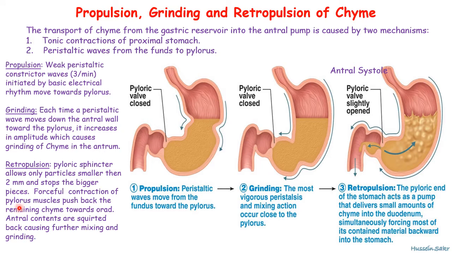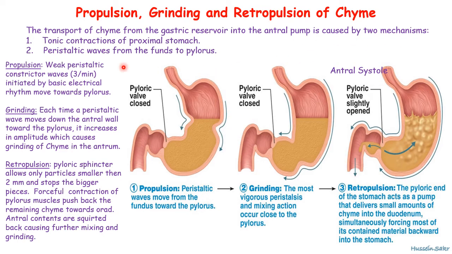After we studied the receptive relaxation and adaptive relaxation of the stomach to produce the storage and reservoir function of food after meals, and studied the mechanism of generation of the spike potential from the basal electrical rhythm, now we are going to look at the mechanism of mixing. The mixing function of the stomach is produced by three movements including propulsion, grinding, and retropulsion. The transport of chyme from the gastric reservoir into the antral pump is caused by two mechanisms.